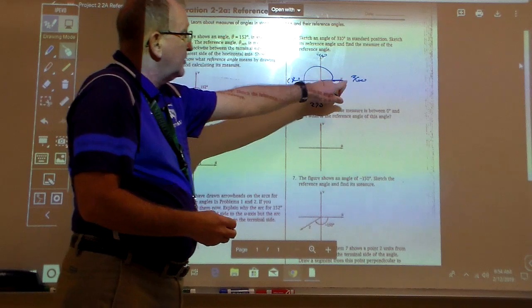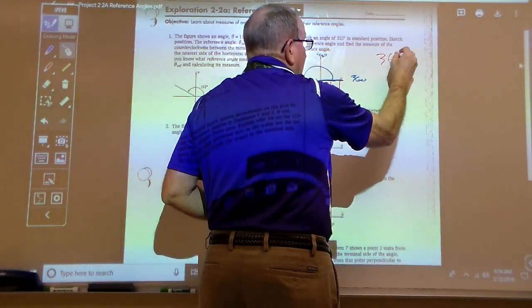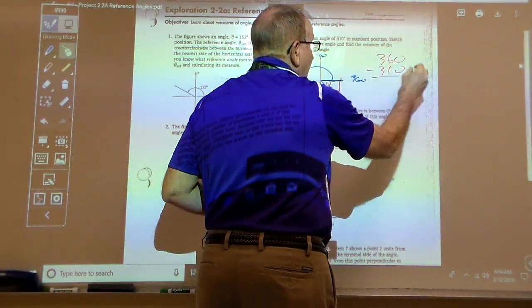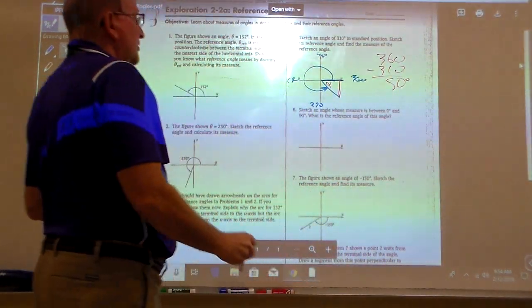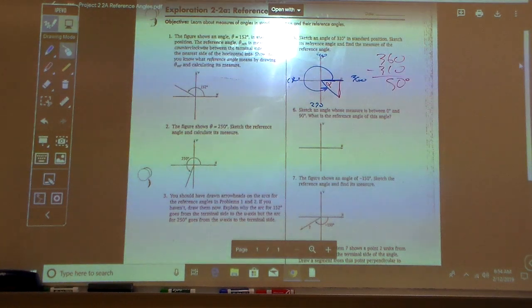Well, how far is it? It's 360 all the way around, and we used up 310, so how far is that from? I'm just going to subtract it. Turns out to be what? 50 degrees. So my reference angle is 50 degrees. That's what he wants to know on this one. Well, that's not too hard.